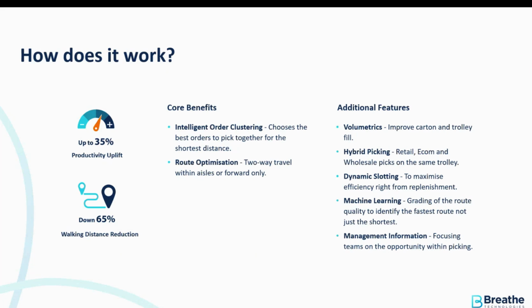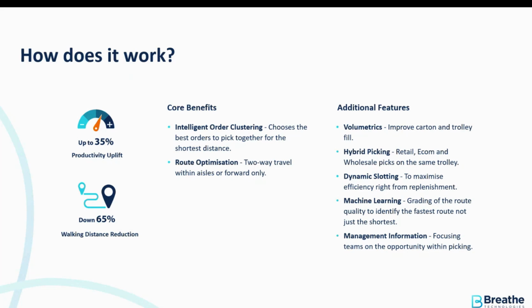I think it's important to understand the benefits of the product. So the core benefits are, as we discussed, the intelligent order clustering. What are we picking together and where are they physically located in the warehouse to get the best optimal picks together in the shortest distance. And then once we know that clustering, how are we then physically going to pick it? That's the route optimization. So between those two things, we see up to a 35% productivity uplift across the operation.